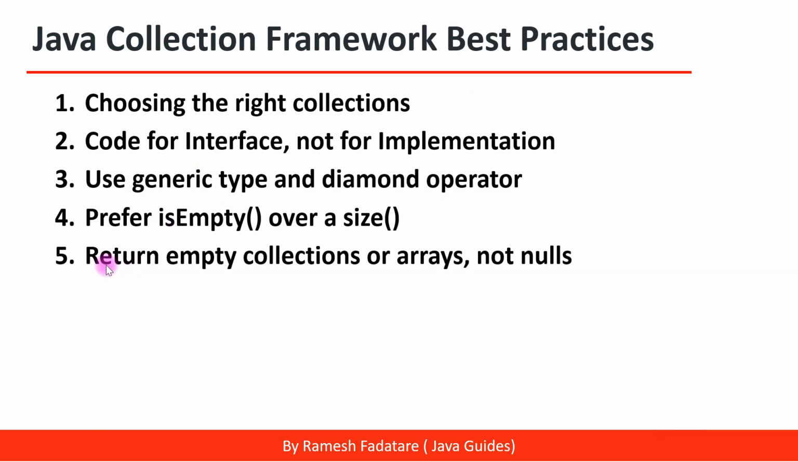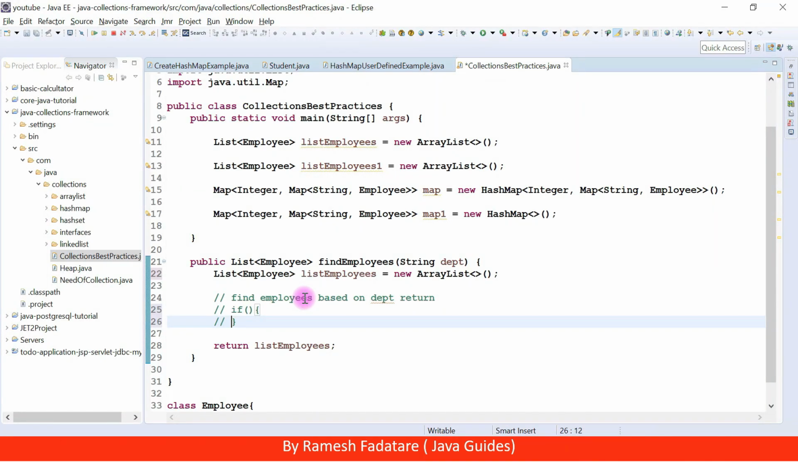Okay, the next best practice is return empty collections or arrays, don't return null values. Whenever you have a method, always try to return an empty collection or array, but don't return null. For example, look at this code snippet. This is a method which returns a list of employees. This method checks whether the department has particular employees or not.